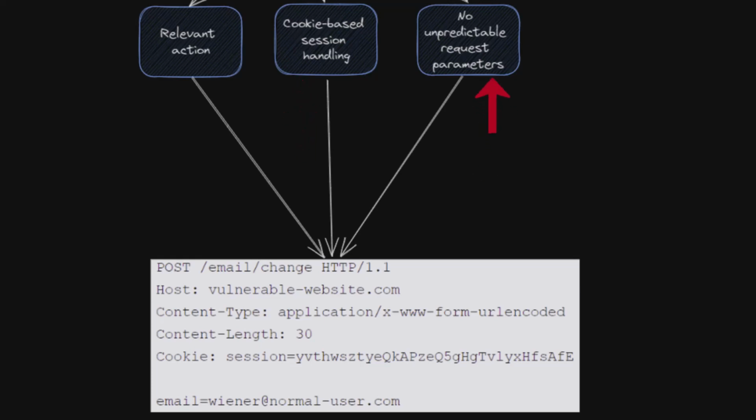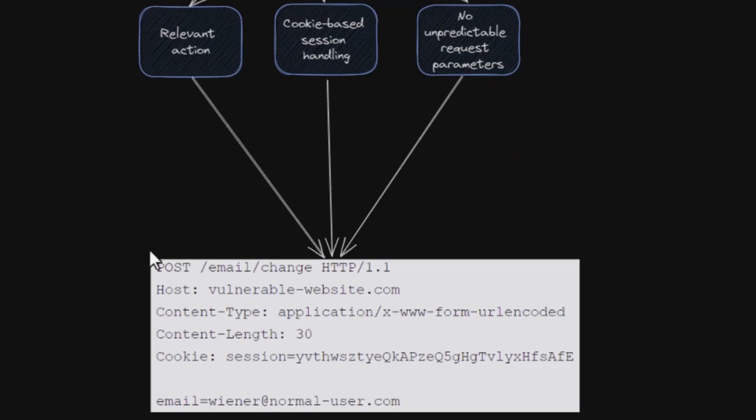And the third and final condition is absence of unpredictable request parameters. So the request responsible for carrying out the action must not contain any parameters with values that the attacker cannot determine or guess. For instance, if the attacker needs to know the existing password to make a user change their password, then this function is not vulnerable to CSRF.